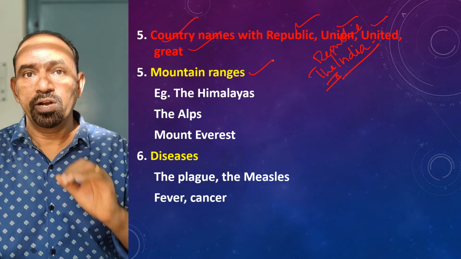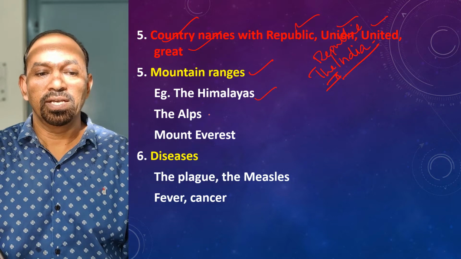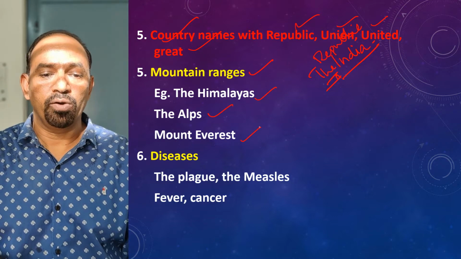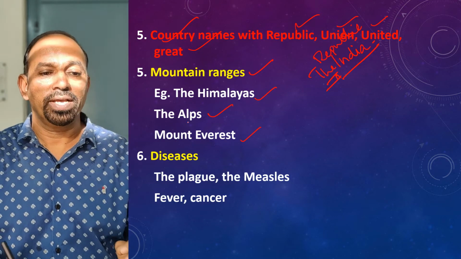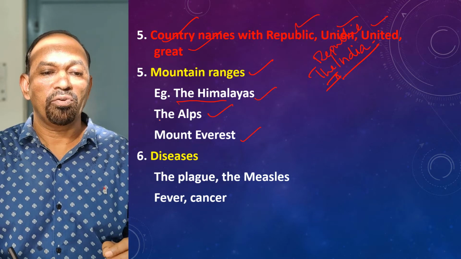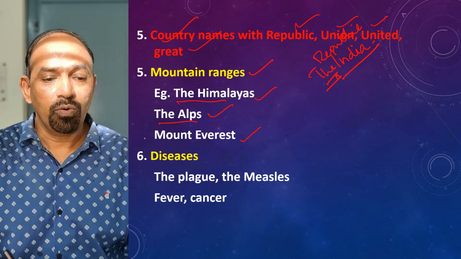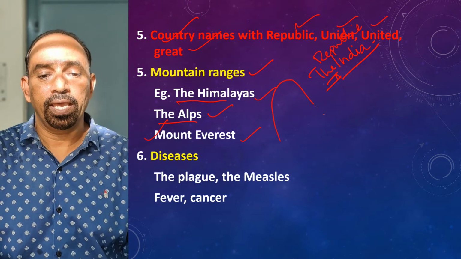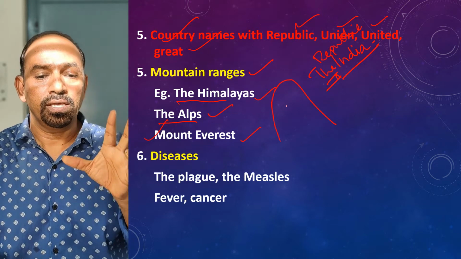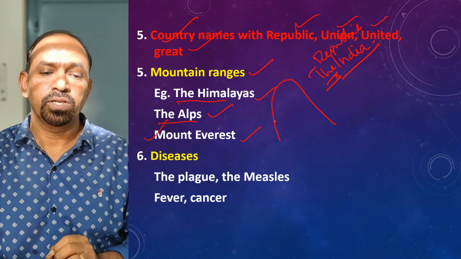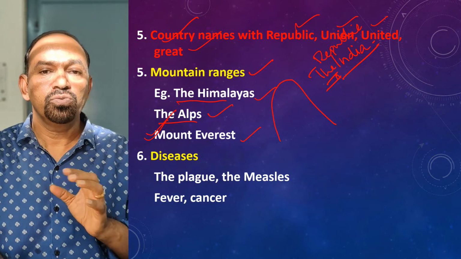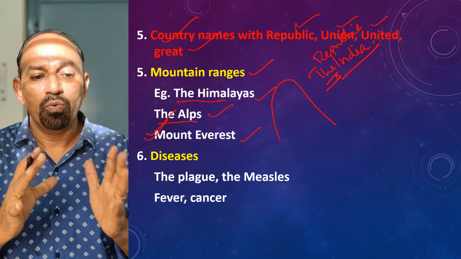Next, mountain ranges. The Himalayas, the Alps, Mount Everest. Look at these three examples. These are mountain ranges, the Himalayas and the Alps. But Mount Everest is not a range, it is a single peak. So we never use the definite article with Mount Everest.